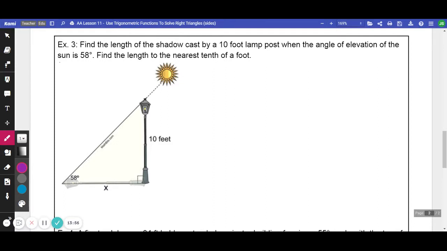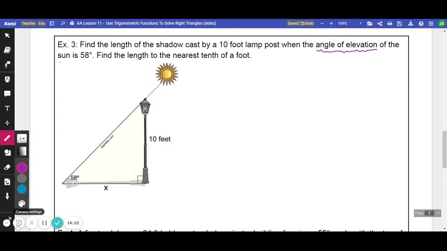So this one says, find the length of a shadow cast by a 10-foot lamppost. So what does a lamppost look like? It goes up and down, right? And it is 10 feet. This we need to talk about. The angle of elevation of the sun is 58 degrees. Find the length of the shadow. So here's the shadow down here. This is a great picture to see what's going on. Here's the shadow. That's what we're trying to find.